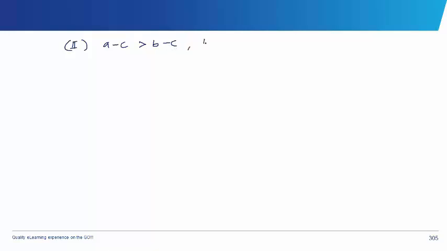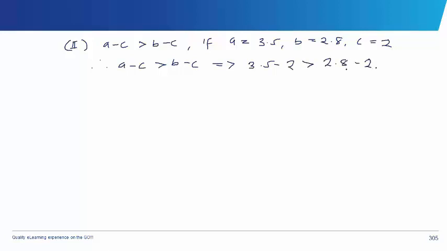Let's find out. Suppose we still use a equal to 3.5, b equal to 2.8 and c equal to 2. Therefore a minus c greater than b minus c implies 3.5 minus 2, which is 1.5, greater than 2.8 minus 2, which is 0.8. So 1.5 is greater than 0.8, and so this applies. Had it not held, it would mean the inequality sign needs to be changed.